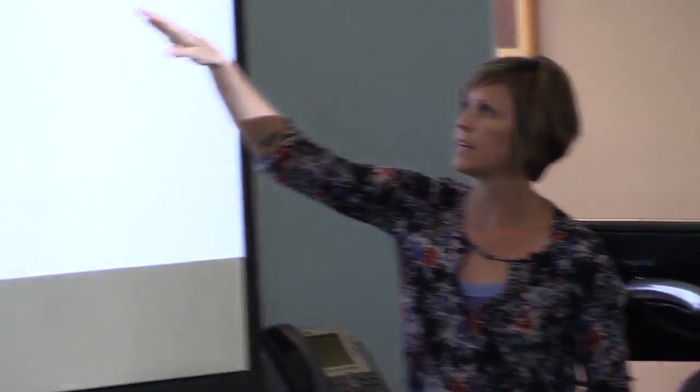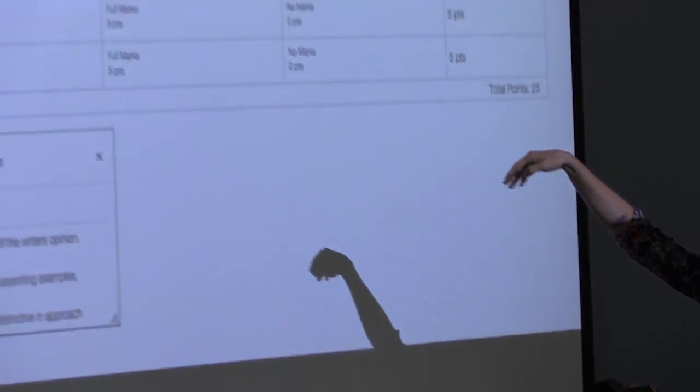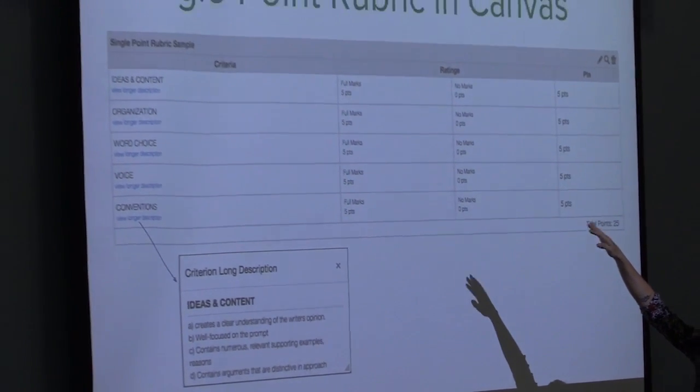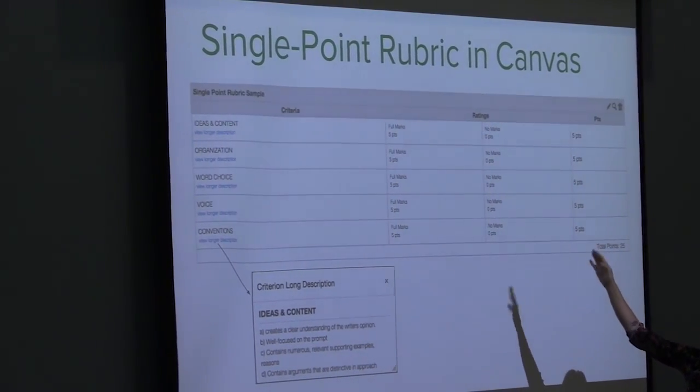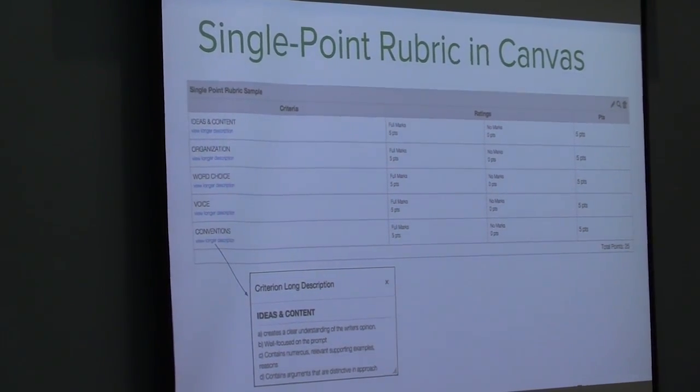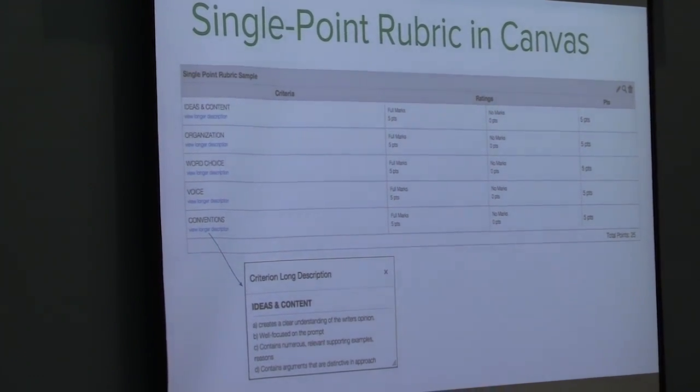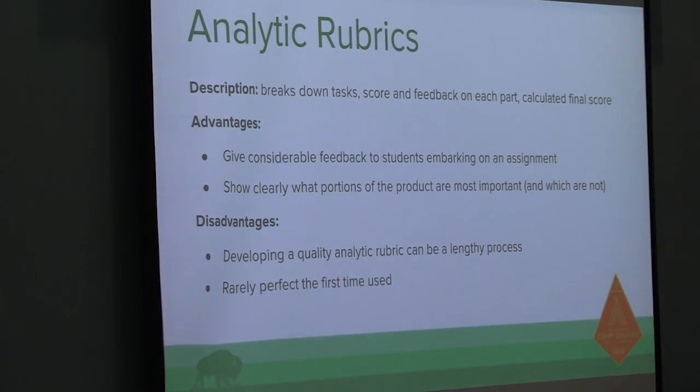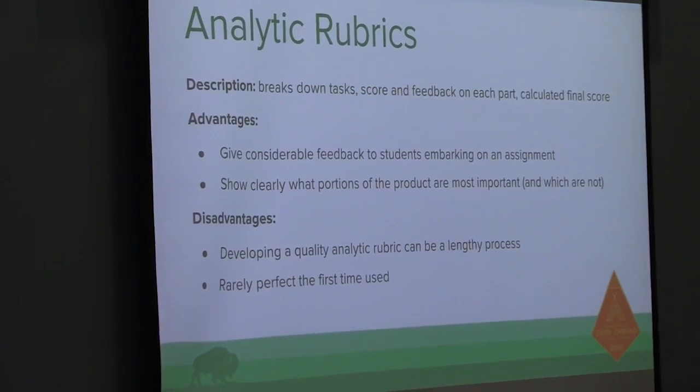Okay? Single point. This is what it looks like in Canvas. Some of these are funky in Canvas because of the way that Canvas is limited in the type of rubrics. But you would set it up where you would have your criteria, and they would either really get the 5 or the 0 for each criteria. But you need to tell them why. Okay? You know how you give student feedback in Canvas? If not, you can come to a workshop.